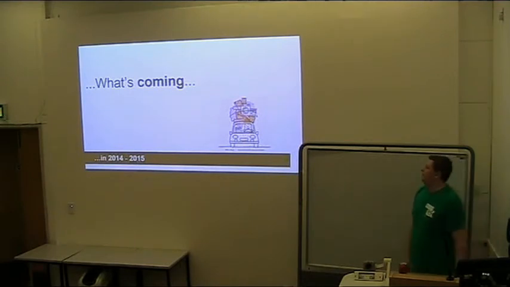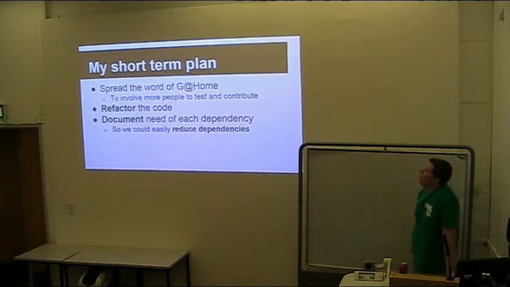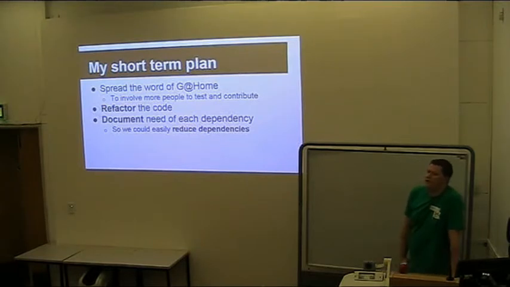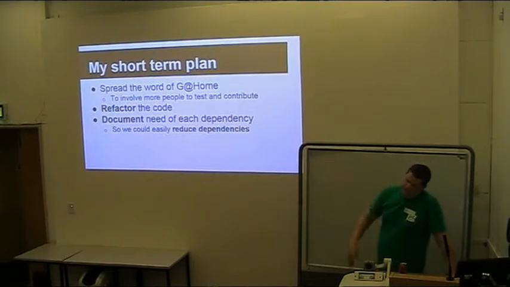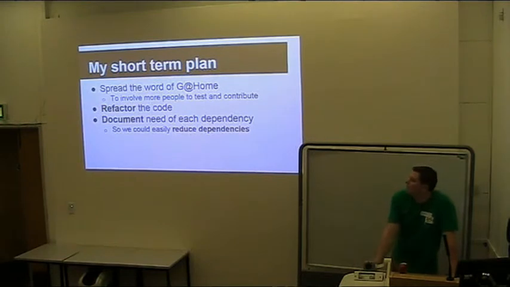Okay, so what I'm planning to do in 2014-15. In the short term, I want to spread the board. So that's what I'm doing over here. I want to refactor the code, because it's ugly, but I think we can do better. We need to think about the end user. I want to document the need of each dependency simply so that we could reduce them. We have too many of them, and all this is available on GitHub as well as source, by the way.